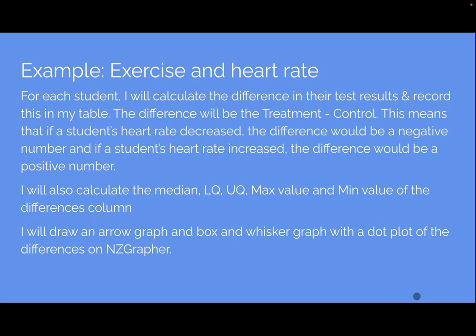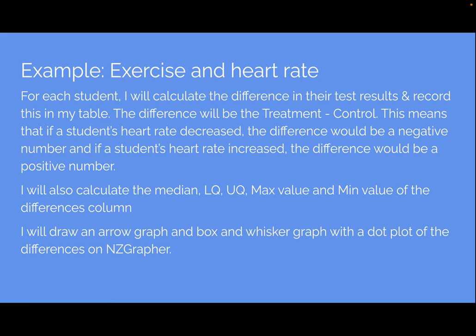For each student, I will calculate the difference in their test results and record this in my table. The difference will be the treatment minus control. This means that if a student's heart rate decreased, the difference would be negative, and if a student's heart rate increased, the difference would be positive. I will also calculate the median, lower quartile, upper quartile, max value, and minimum value of the differences column. I will draw an arrow graph and box and whisker graph with a dot plot of the differences on NZ Grapher.